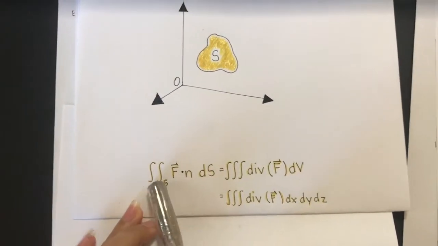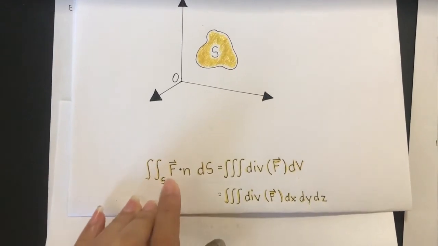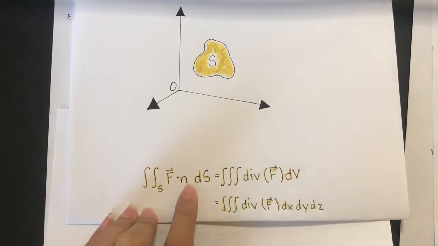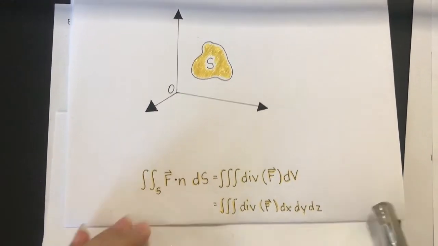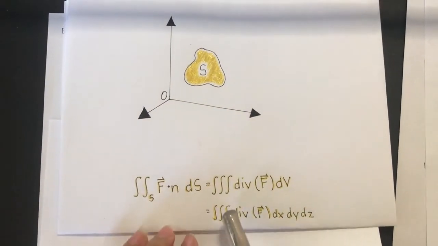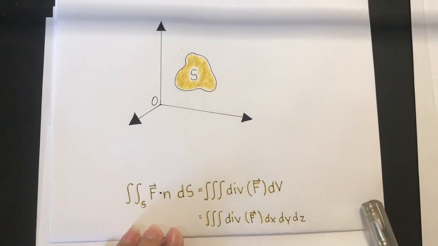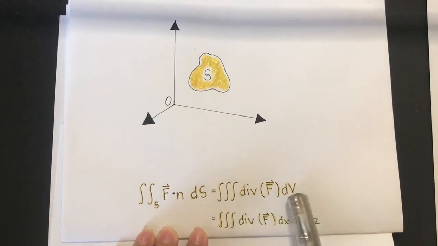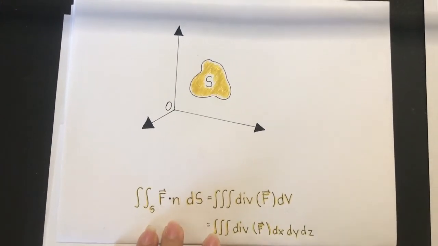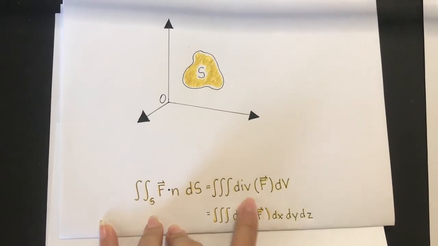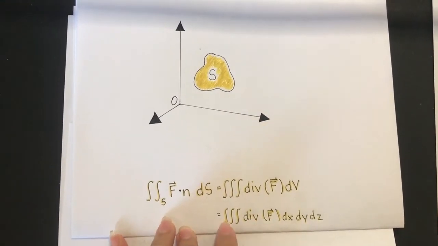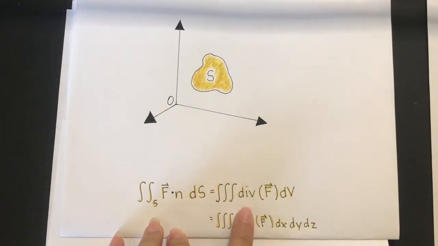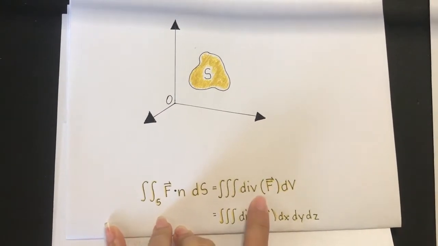Recall that the surface integral for this will be expressed as the surface integral over S of f dot n dS, where f is some vector field permeating space, and n is the normal vector of the surface. The divergence theorem, also called Gauss's theorem, states that this surface integral is equal to the triple integral over the solid region of the divergence of f dV. Here, dV is our differential volume, which in Cartesian xyz coordinates will simply be dx dy dz.